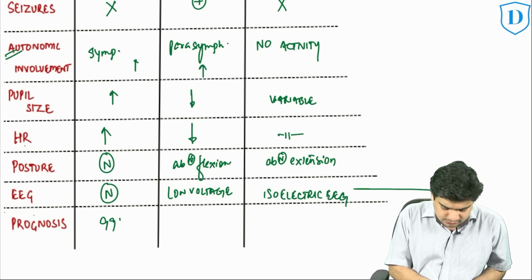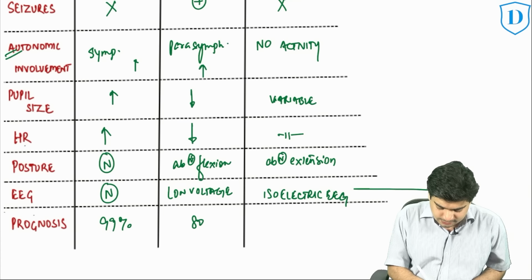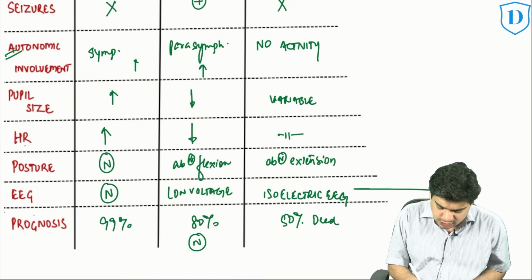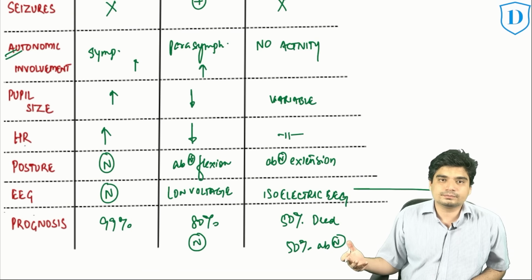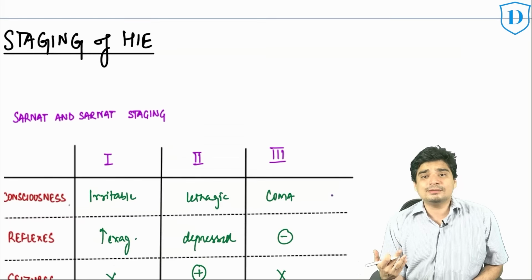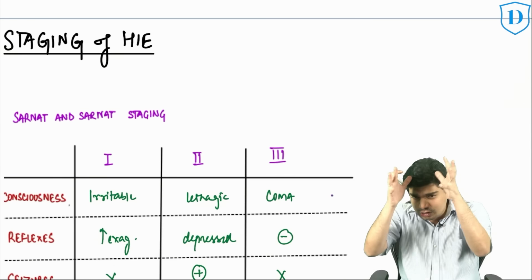Prognosis, obviously, 99% of cases are normal in stage 1. 80% of cases are normal in stage 2. Here, 50% end up being dead in stage 3, or 50% have a long-term poor prognosis later in life. So even in HI, that same concept is valid. 1, 2 and 3. You don't need to memorize the entire table.